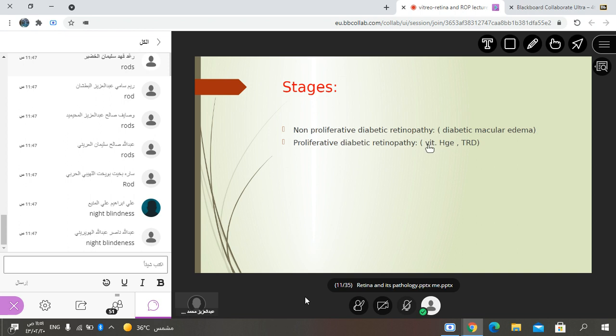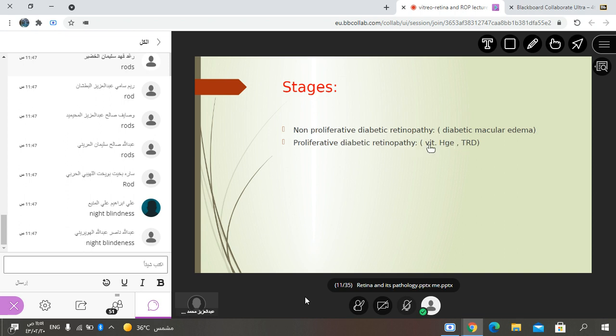They will present with a painless loss of vision, either vitreous hemorrhage, traction detachment, or combined traction plus rhegmatogenous retinal detachment, which is the end stage of diabetic retinopathy. In all of our screening protocol, we need to prevent the patient from entering this stage.